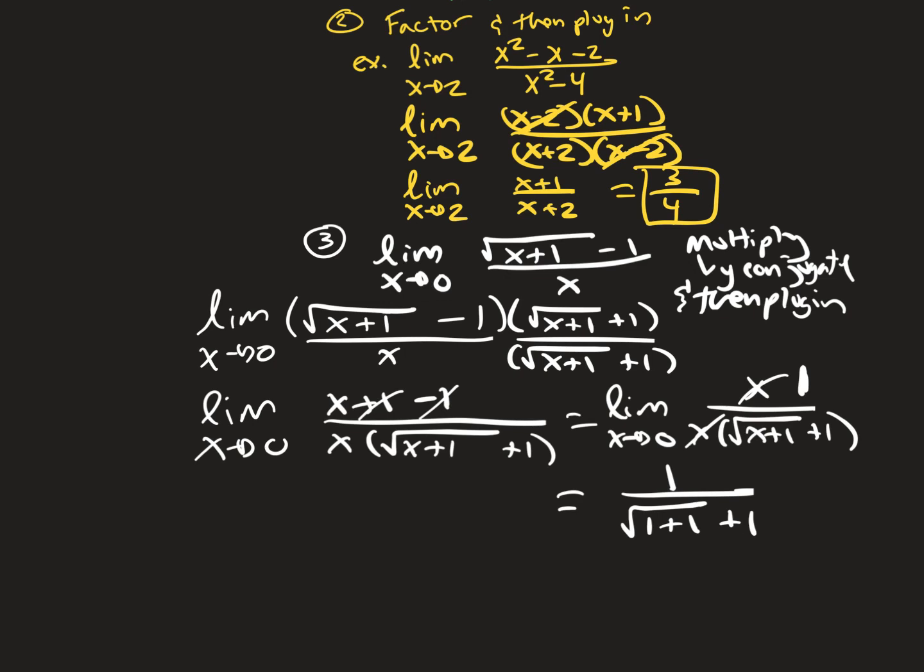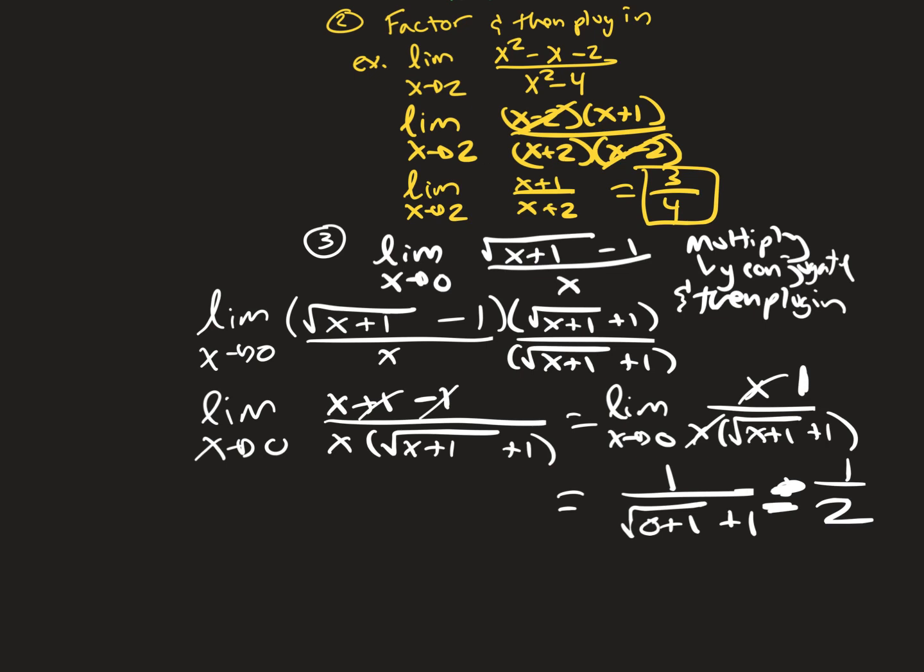And let's see what that gives me. So the square root of, oh, I'm not plugging in 1, sorry. I'm plugging in 0 for x. I don't know why I was plugging in 1. Sorry. So plugging in 0 for x, I get 1 over the square root of 0 plus 1 plus 1, which is going to be 1/2.